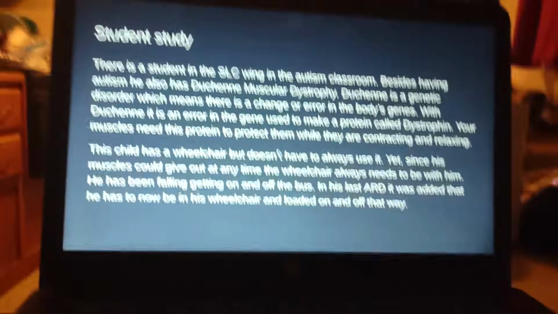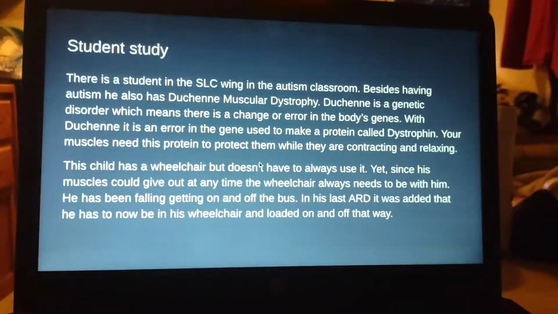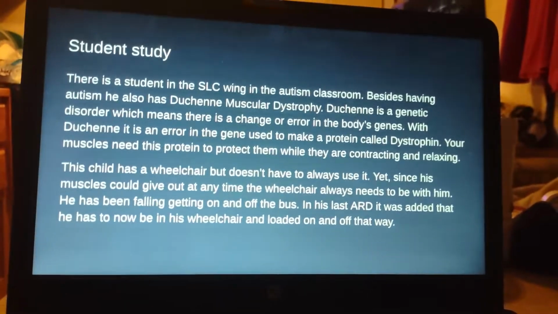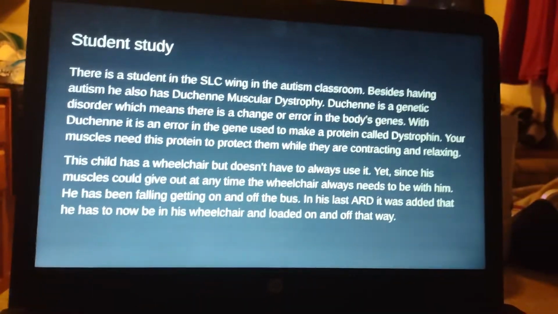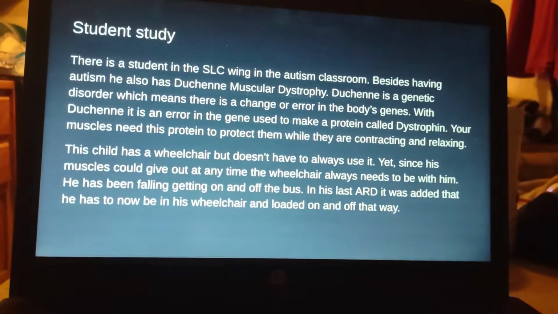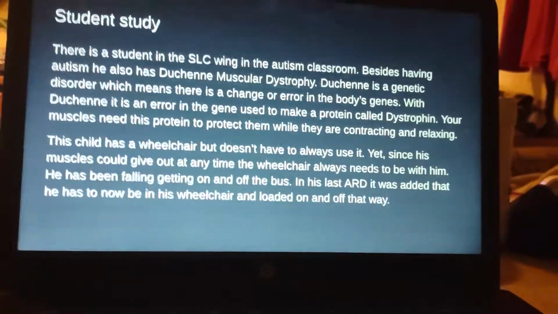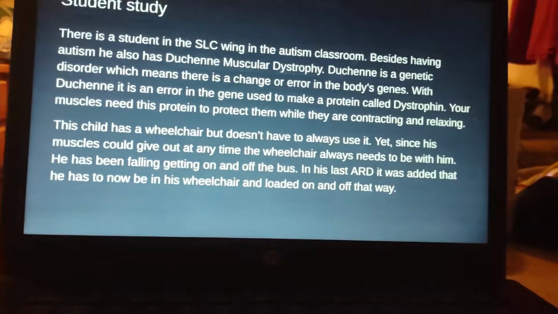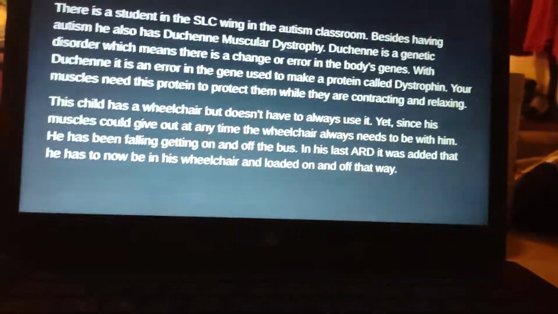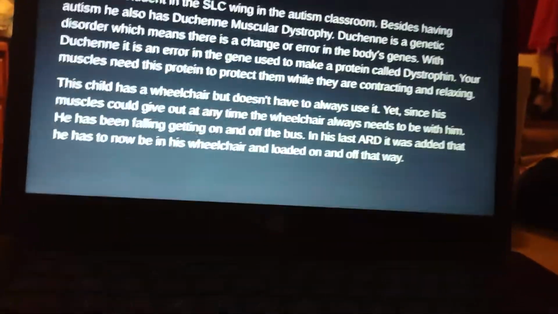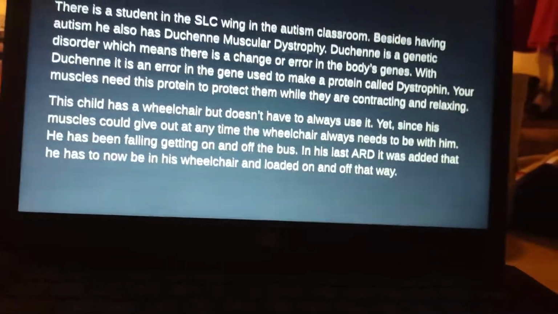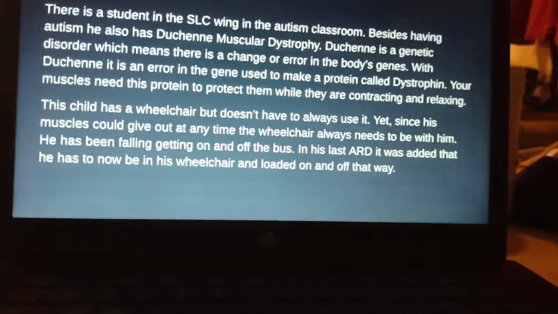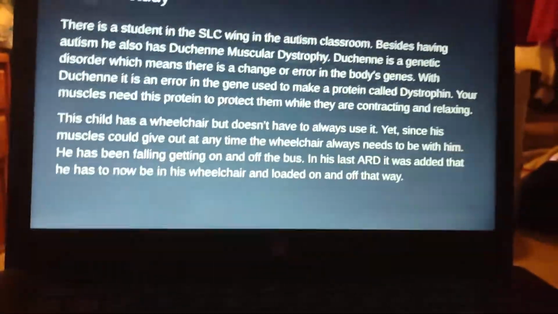All right, so as I said, I have a student in my class. I work in the SLC wing at Nevlet, and I specifically work in the autism class. This child doesn't just have autism, he has Duchenne's muscular dystrophy, and this attacks the protein in his body, and it doesn't help his muscles contract or relax. It actually will finally eat away at the muscles.